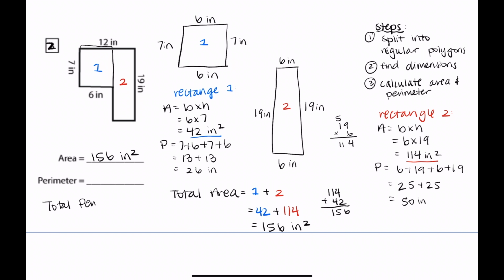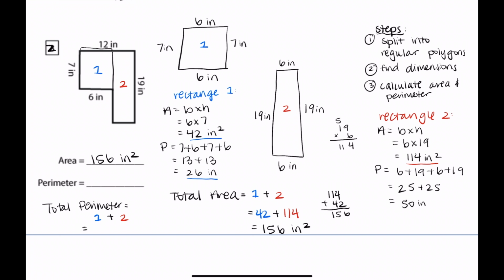Now we'll move on to our total perimeter. Again, all we have to do is add our perimeter from our first shape and our second shape. So the perimeter of rectangle 1 was 26 inches. The perimeter of rectangle 2 was 50 inches. So when we do 26 plus 50, we get 76 inches. So our total perimeter for this irregular polygon would be 76 inches.